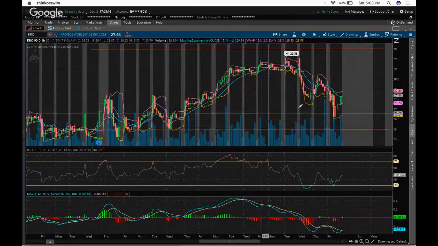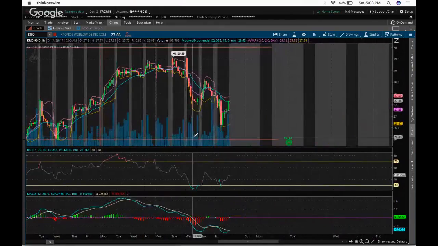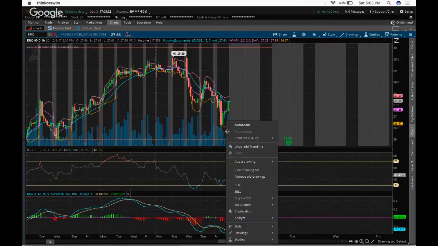Do you see? So I would like to wait for a confirmation. So what I'm going to do is set my alert when it makes new lows based on the past 5 days.